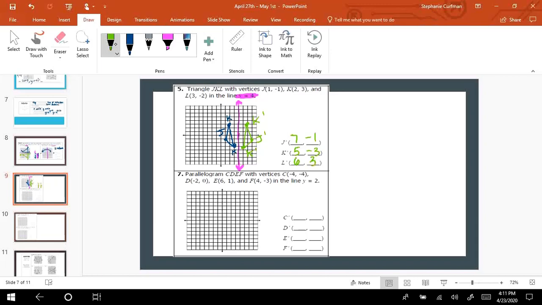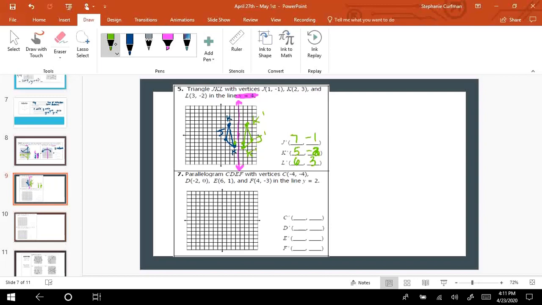I think this one's actually at -2. I think K is supposed to be at -2, and I think I put it at -3. I did, so that should be up there and up there. But that's kind of how you do that.